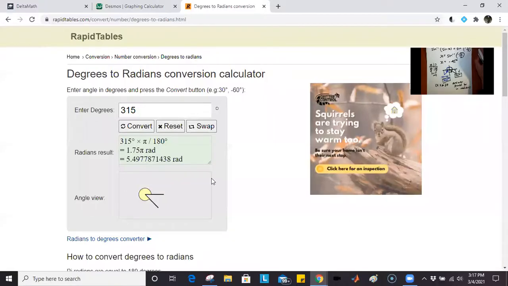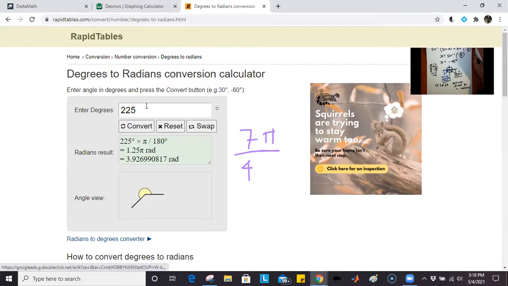I feel like it's probably going to want these as a fraction as opposed to 1.75 pi. So 1.75 as a fraction, it's some number of fourths because it's the 0.25. So 1.75 as a fraction would be 7 over 4. So this is 7 pi over 4. And 225, converting 1.25 as a fraction is going to be 5 over 4. Okay, 5 over 4 would be our 225 degrees.